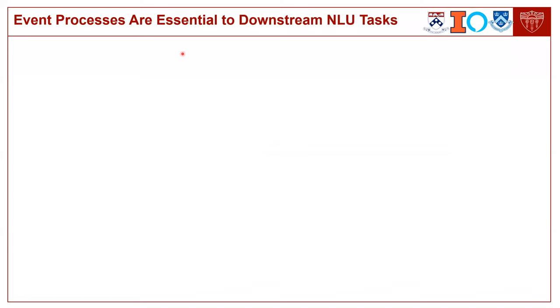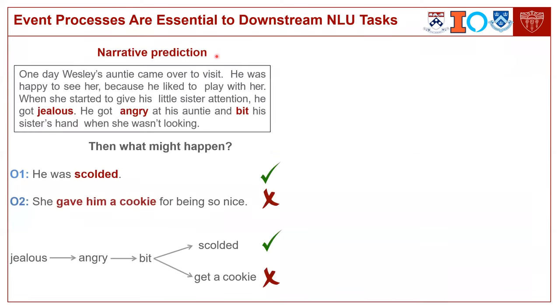And for real world applications, I want to say understanding event processes is very important everywhere. For example, when we do narrative prediction, which means that we have a partially complete story, for example, here we have a story about a boy visiting his aunt, but the boy gets jealous of his sisters and he took a bite at his sister when she didn't pay attention. That's actually a story from the ROCStories test. And in order to infer that, between the two optional endings, he was scolded should be more meaningful than she gave him a cookie for being so nice, one meaningful solution is to keep track of the evolution of events, so that we know that after getting jealous, getting angry, and taking a bite at someone, it's more meaningful to be followed by getting scolded rather than getting a cookie as a reward, right?